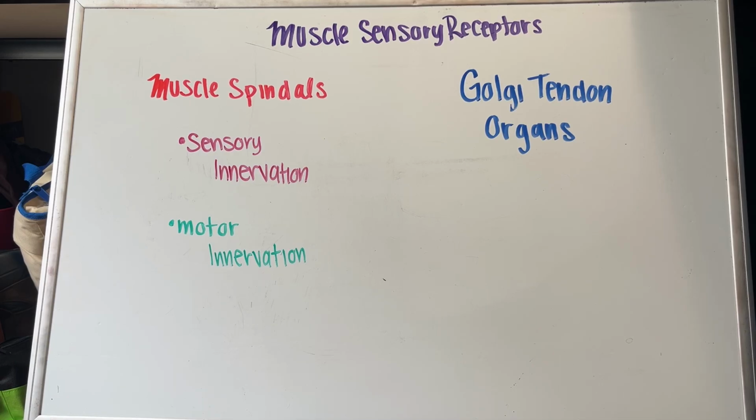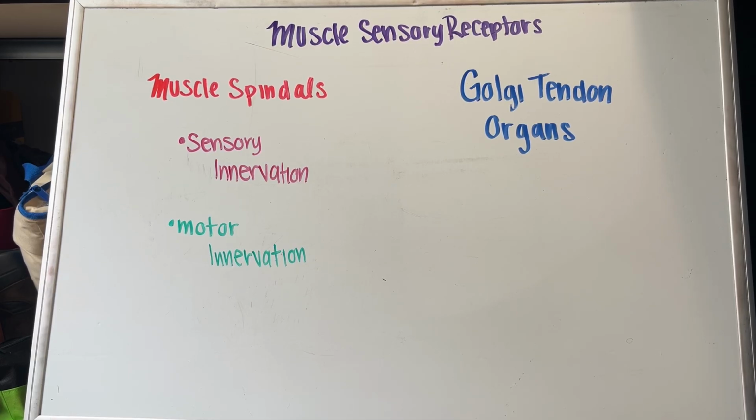Starting with sensory innervation, muscle spindles are innervated by large, fast-conducting myelinated group 1A fibers and smaller myelinated group 2 fibers. Stretching a muscle spindle activates these sensory fibers, leading to stimulation of an alpha motor neuron in the spinal cord. Motor innervation: muscle spindles are also innervated by smaller gamma motor neurons, which activate the contractile ends of the spindles. This gamma stimulation helps maintain the sensitivity of the muscle spindle across a wide range of muscle lengths.